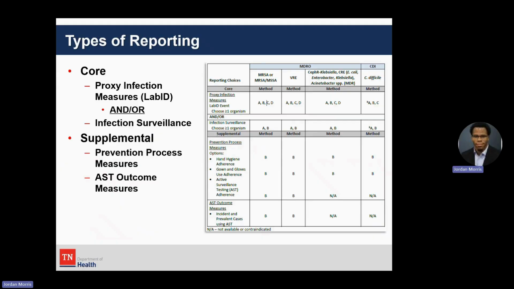There are two methods under supplemental. The first is prevention process measures, which allows facilities to monitor adherence to specific prevention measures. The other method is active surveillance testing. This allows facilities to use AST results to monitor the prevalent and incident rates of MRSA and/or vancomycin-resistant enterococcus colonization or infection. This information will assist facilities in assessing the impact of intervention programs on MRSA or VRE transmission.